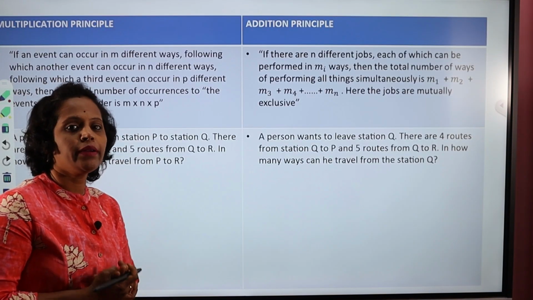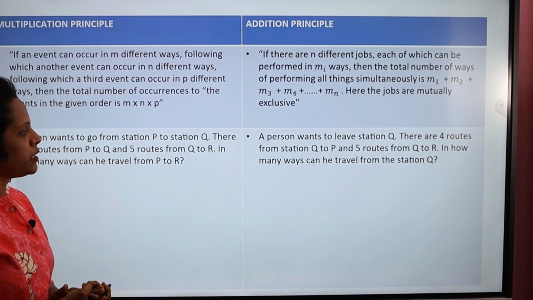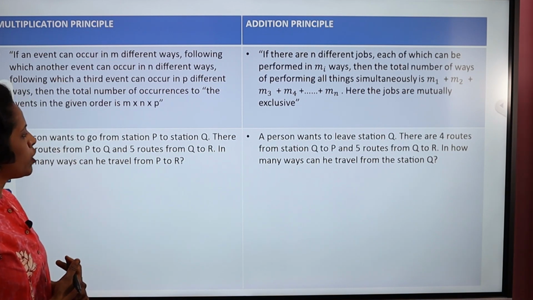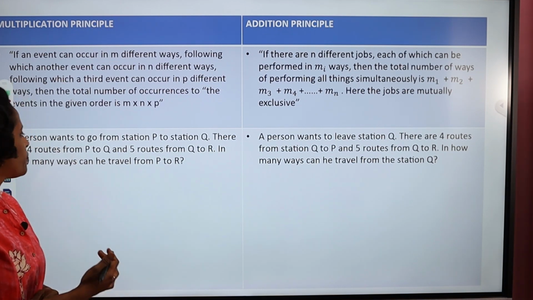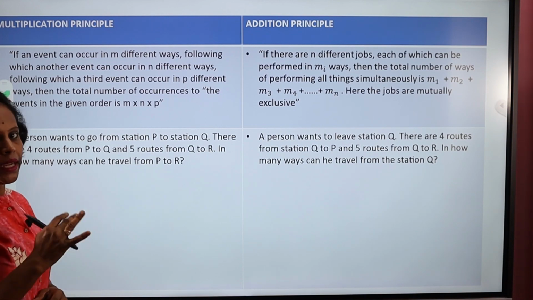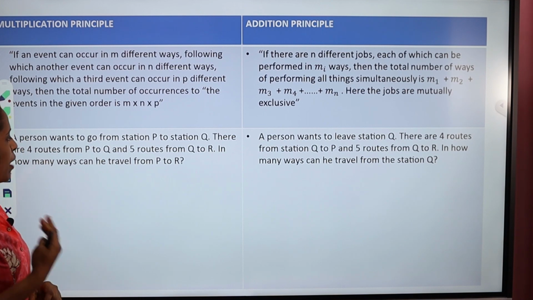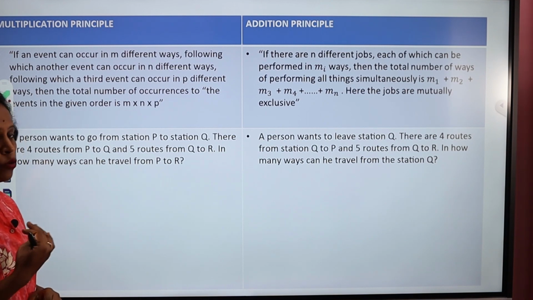Let's see the difference between multiplication principle and addition principle through this question. The question goes here. A person wants to go from station P to station Q. There are 4 routes from P to Q and 5 routes from Q to R. In how many ways can he travel from P to R?